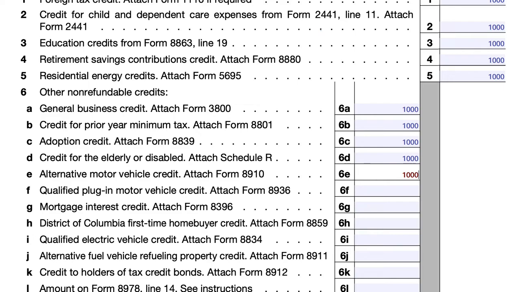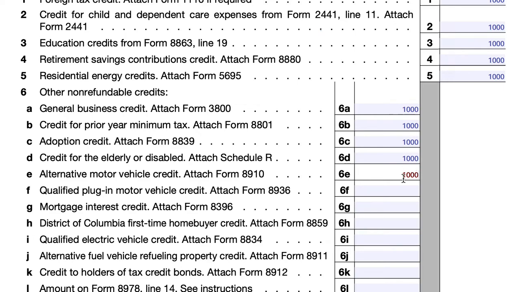And then in 6E, alternative motor vehicle credits. So this is a tax credit that has been phased out by the next tax credit down, which is the qualified plug-in motor vehicle credit. For the most part, if you placed a vehicle into service before 2022, or if you bought a vehicle before 2022 and you placed it into service in 2022, then you would be able to take the alternative motor vehicle credit. You would attach IRS Form 8910.